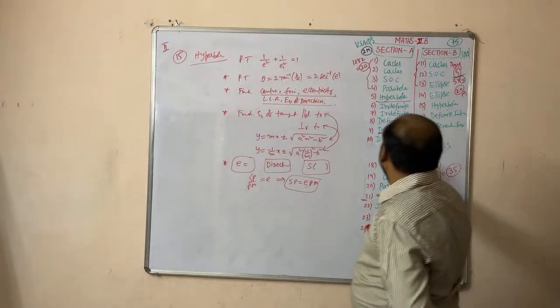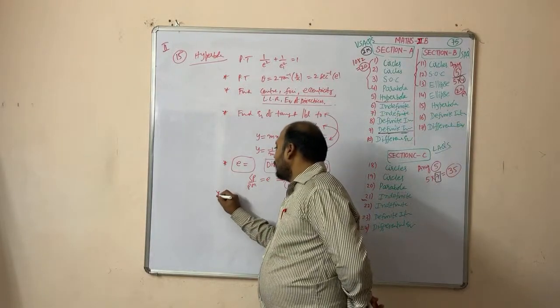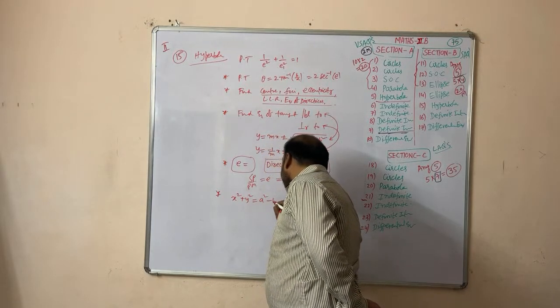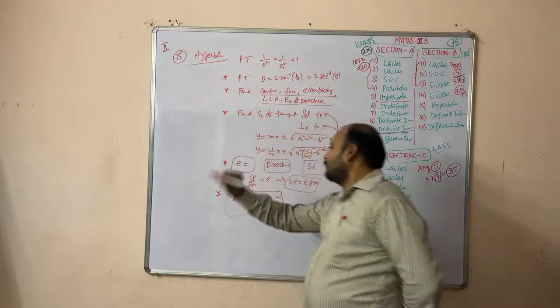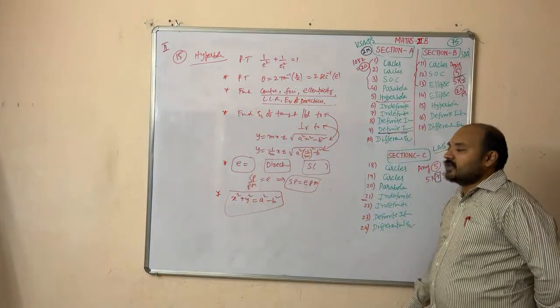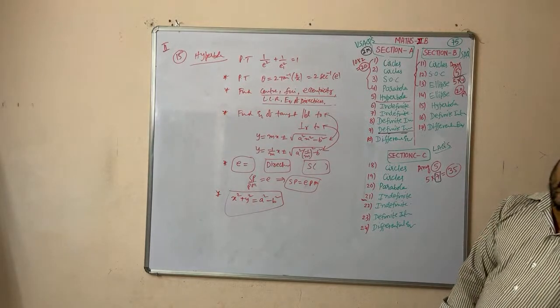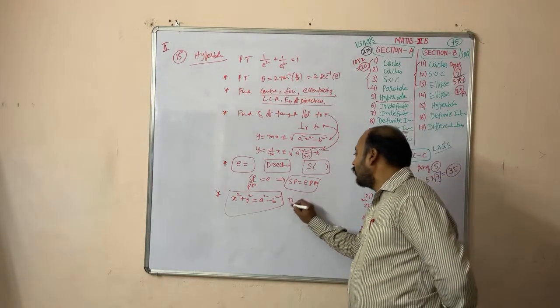Okay. Next. Here also director circle proof: x square plus y square equal to a square minus b square. Here director circle x square plus y square equal to a square minus b square. Director circle proof.